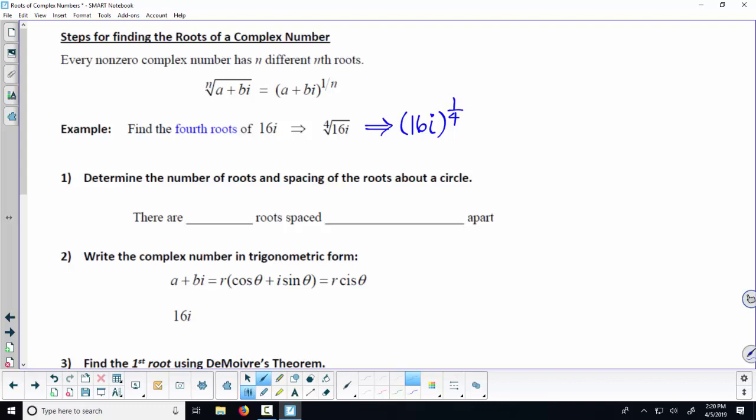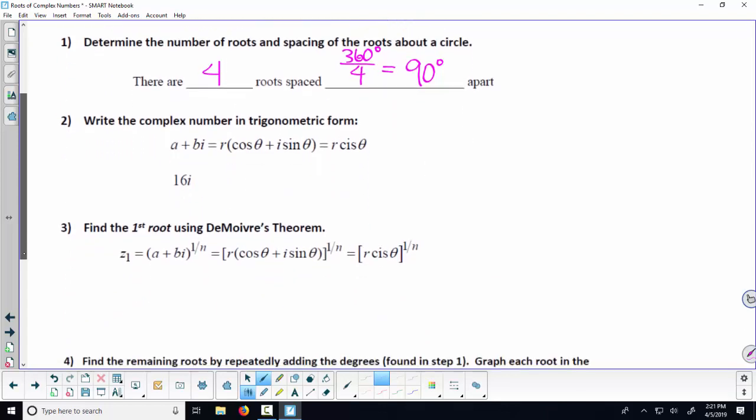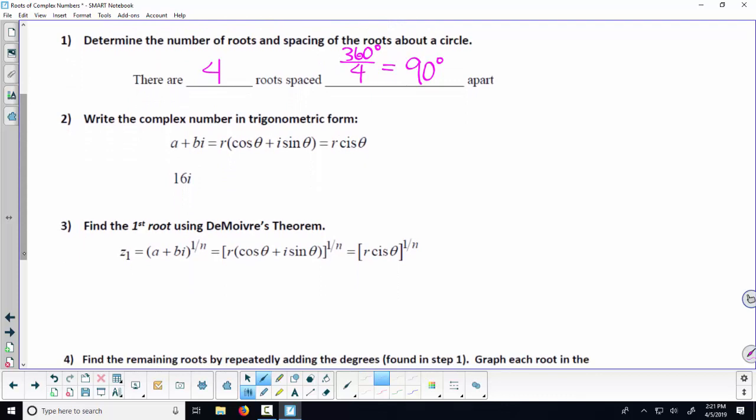So first step, I'm going to decide how many roots do I have and how are they spaced about the circle. Well, if it's 4th roots, there are 4 of them. 360 divided by 4 would be, they're spaced 90 degrees apart. So if you were looking for the 7th roots, you'd take 360 divided by 7, and whatever that degree measure is, you would space them that distance apart. So here's where trig form comes in handy. Convert the complex number to trig form, which we've done a lot of.